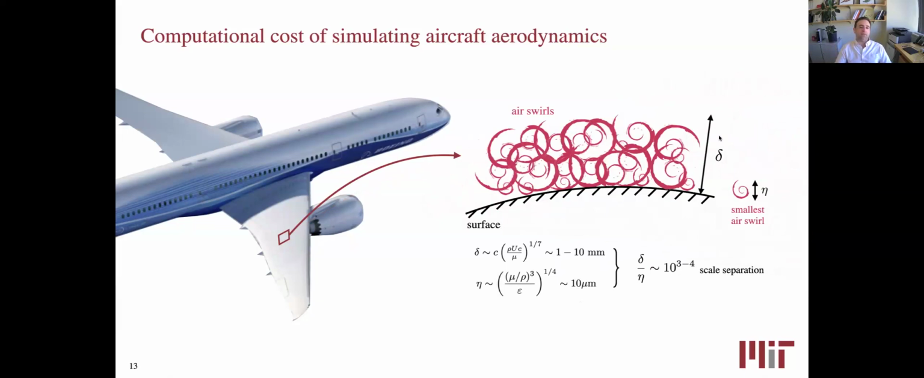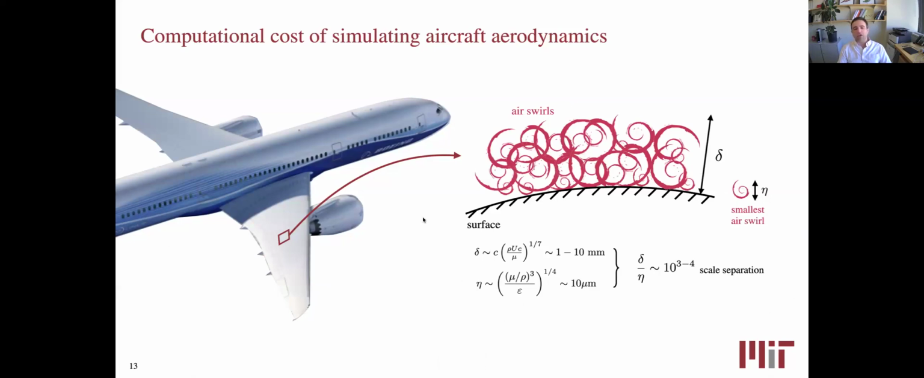So we want to estimate 2 things. One is, what is this region close to the surface where the motions become turbulent and chaotic? That's this delta. And then this problem is multi-scale. So we have some of these eddies that span across delta, and then some of them that are very tiny. And the tiniest ones are at the scale eta, the Kolmogorov scale.